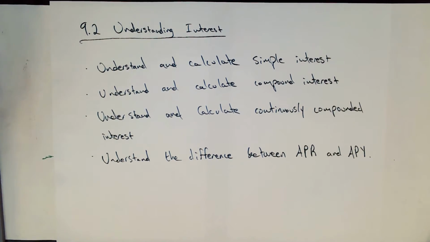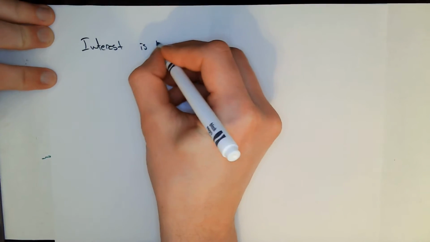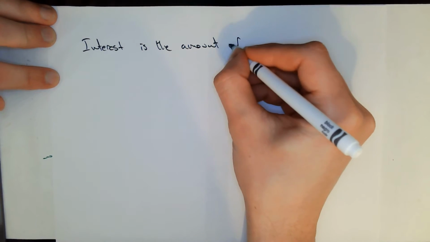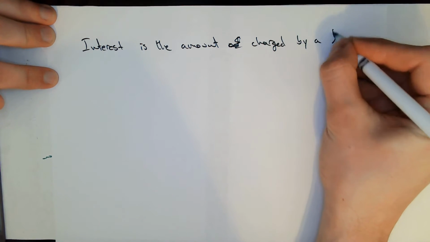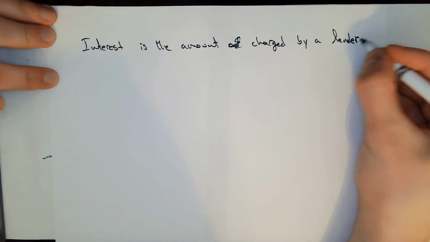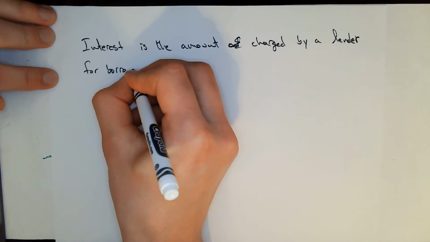So let's start off with understanding and calculating simple interest. And let's really start off with defining what interest is, just in case you're not sure. Interest, textbook definition here, is the amount charged by a lender for borrowing money.